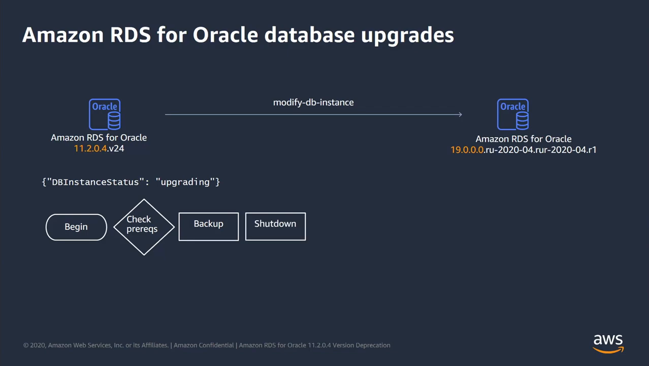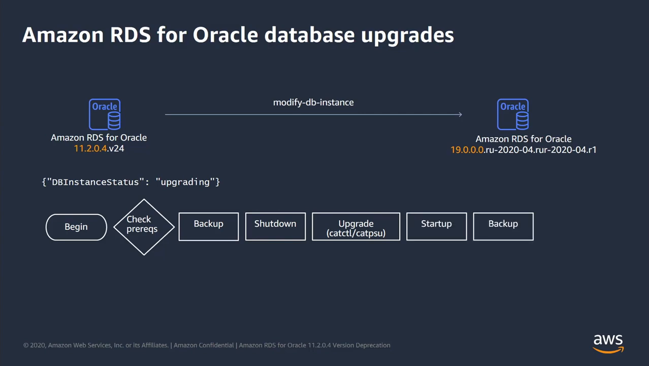And then we shut down the database and we run the upgrade. This upgrade is the same process that Oracle recommends. It's the same set of scripts and other details. And then we start the database. Once the upgrade is done, we'll take another backup of the newly upgraded database. This is the post-upgrade backup. And then we'll complete it and set the status to available. So the actual downtime is only during the upgrade. Downtime is the actual upgrade process.